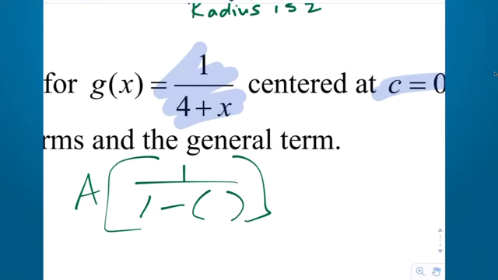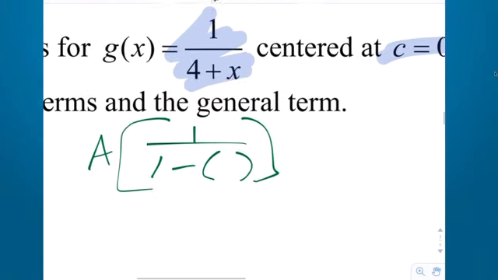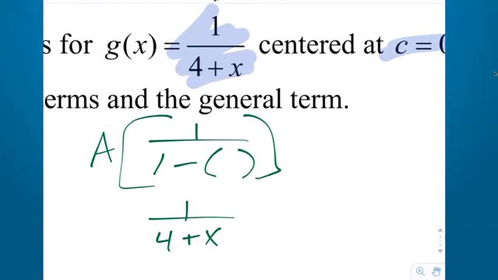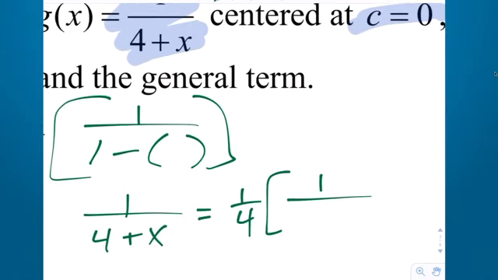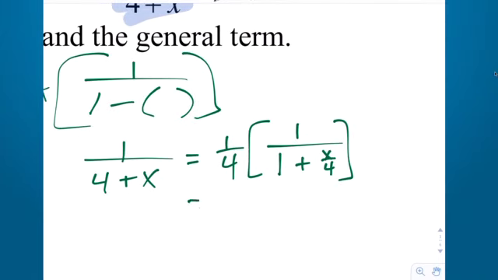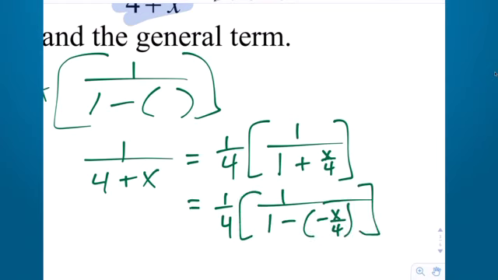Well, yeah, I could factor out a 1/4 essentially. So if I start with 1 over 4 plus x, maybe I'm going to factor out a 1/4. Would that work? Yeah, because I factor out a 1 from the top and it's a 1. If I factor a 4 out from the bottom, I'm left with 1 plus x/4. Does that make sense? Okay, so the 1/4 isn't going to be a problem. And now, of course, I have 1 over 1 minus negative x/4.